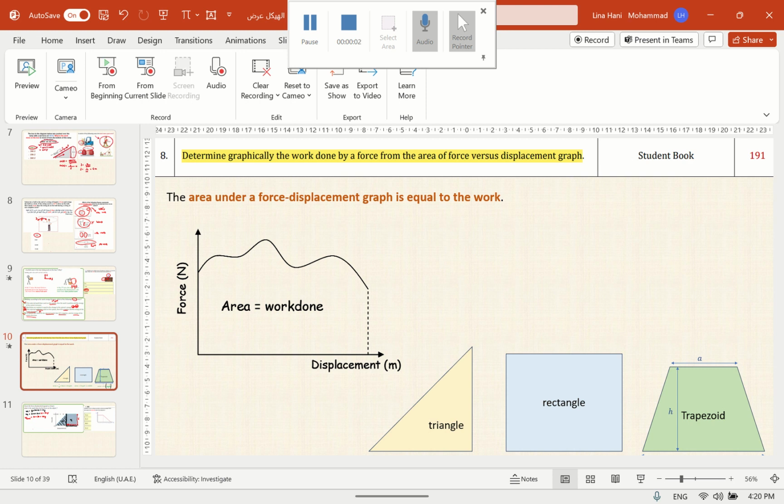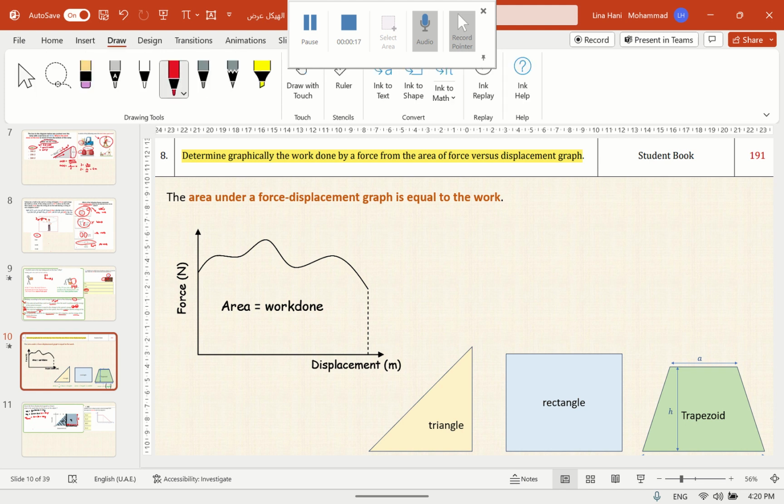Question 8. Determine graphically the work done by a force from the area of force versus displacement graph. Now we know that if we are given a force displacement graph, then the area under the graph, so this is the graph right here, this is the line, this is the force with displacement. The area under the force curve is equal to the work done by that force.